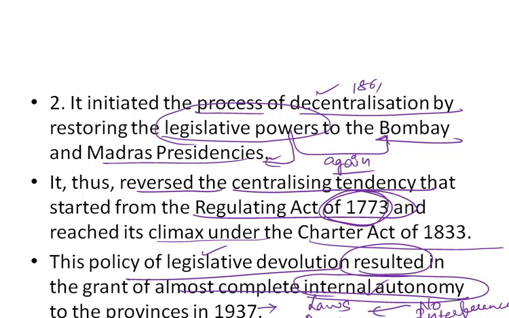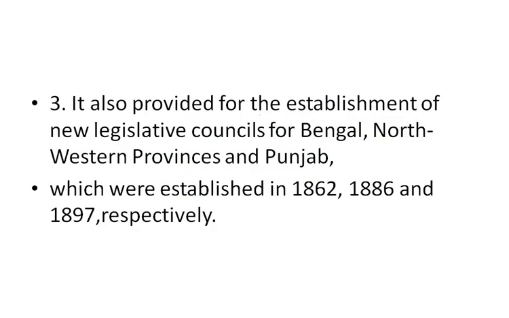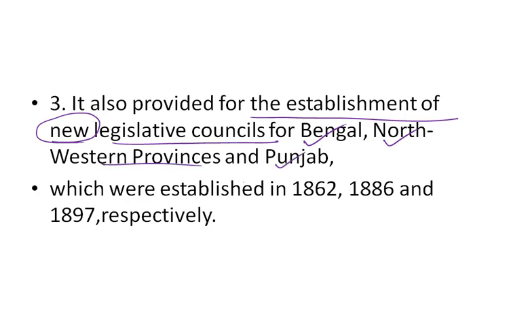It also provided for the establishment of new legislative councils for Bengal, the Northwestern Province and Punjab. The new legislative council for Bengal was established in 1862, for the Northwestern Province in 1886, and for Punjab in 1897.